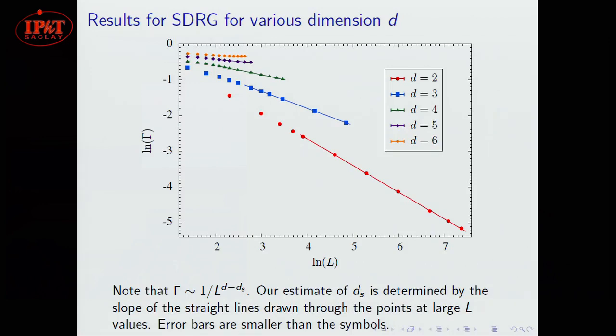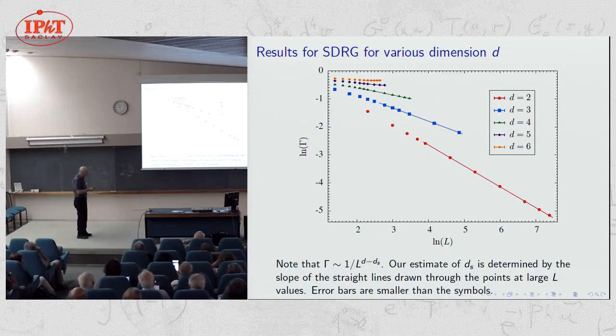So here are some results based on the SDRG in various dimensions. In 2 dimensions, we can get out to quite large system size. We've managed to study values of L up to about 1,500. But for 6 dimensions, we're much more restricted. We can only go up to about L equals 14.